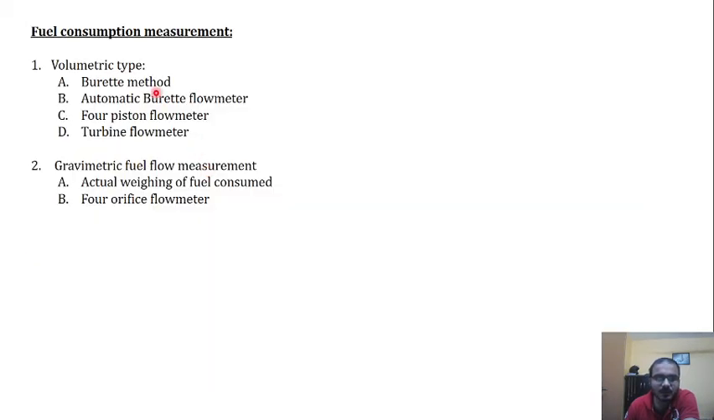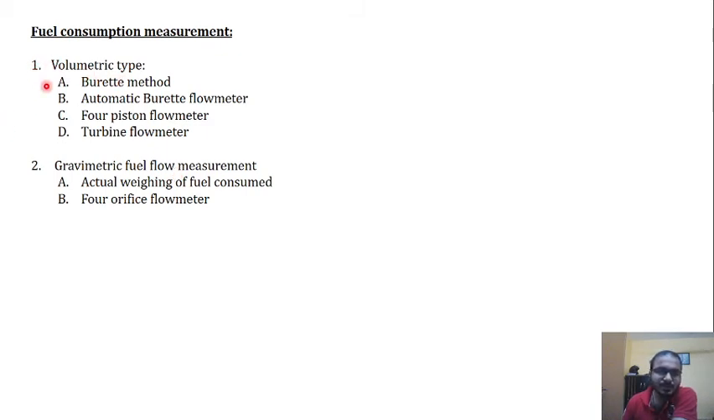And now we will move forward with our next topic, that is fuel consumption measurement. So this is a new topic. And there are two ways to measure the fuel. First is volumetric type measurement, and second is gravimetric fuel flow measurement. There are four methods for volumetric type.